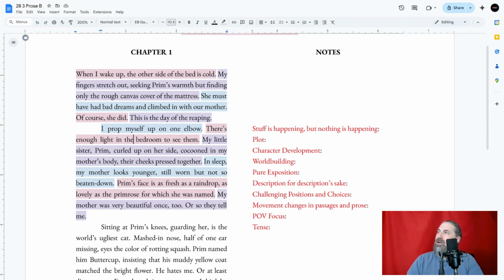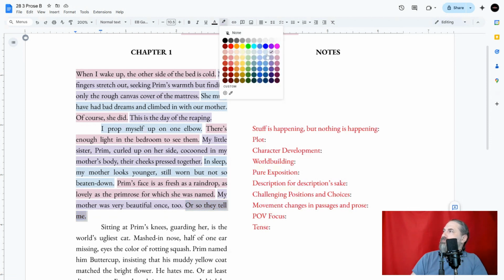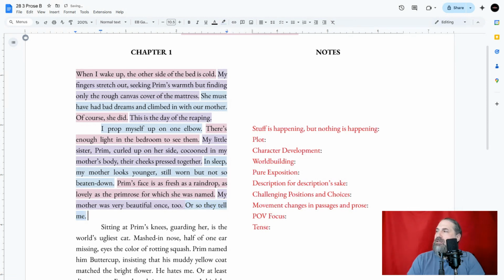By the way, I want to go over a couple quick things now that we got this far. My mother was very beautiful once too, or so they tell me. Oh wait, that's two sentences in that chunk. But as you can see, the second sentence is pretty short.